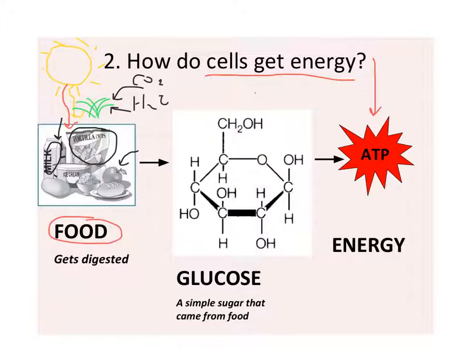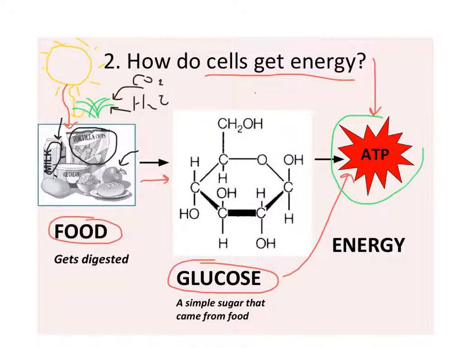Well, that food can get broken down into a sugar molecule called glucose. That's also the molecule that plants make, the sugar molecule that it makes. And then the glucose, through cellular respiration, can be used to make ATP. Remember, ATP is the molecule that is the main source of energy for living things.